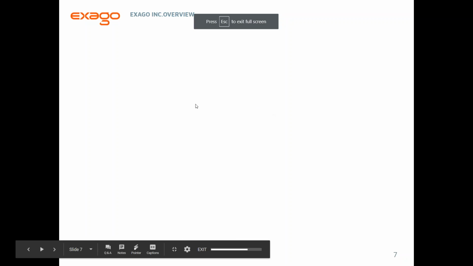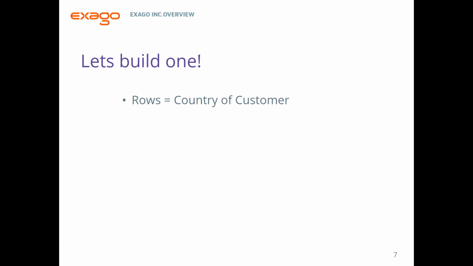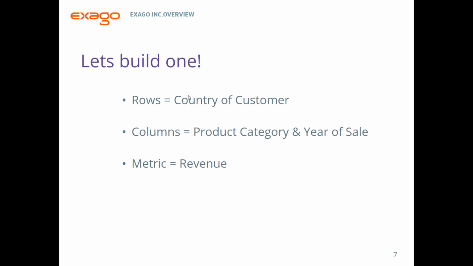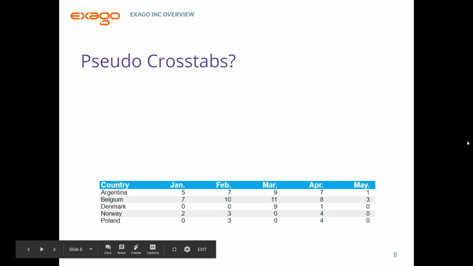Great. So that's our basic crosstab, and we can build them. They're very easy to use. This actually just runs through what we wanted. So we want to see the country by customer, the product category and the year of sale, and then our metric or our tabulation is our revenue. So that works, but we have one other option for something we can use.